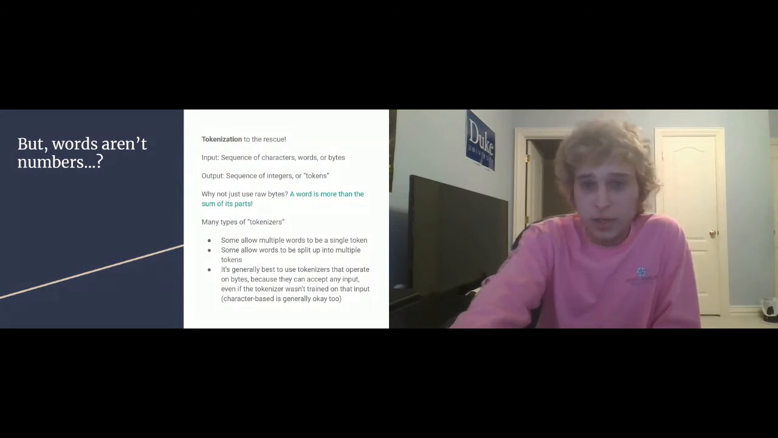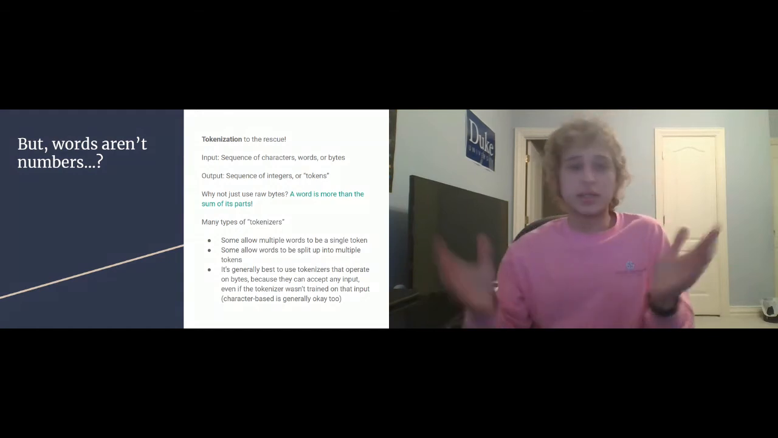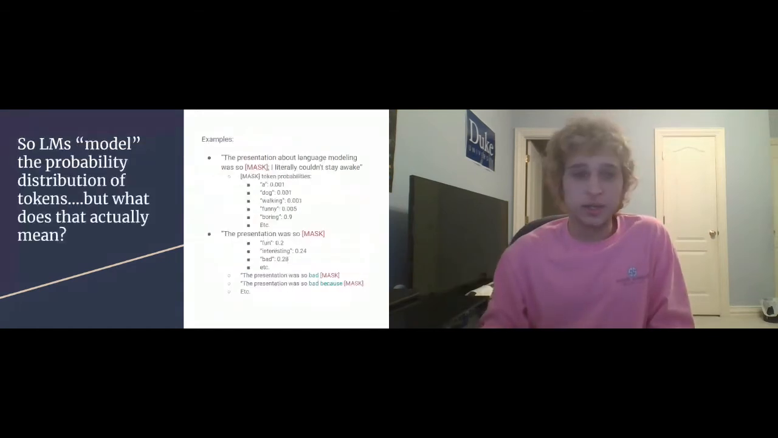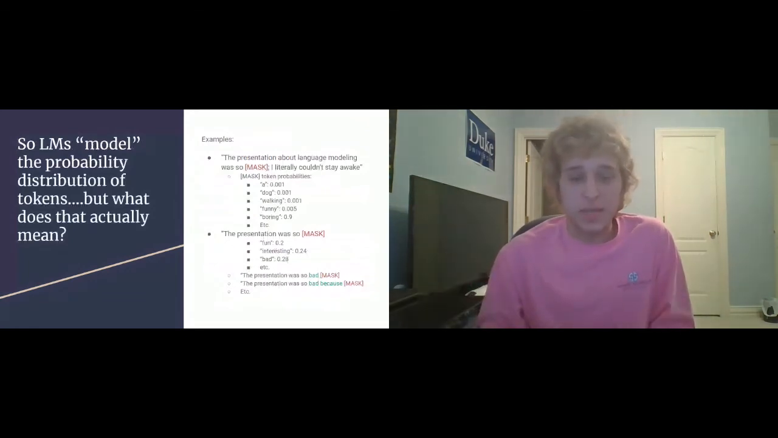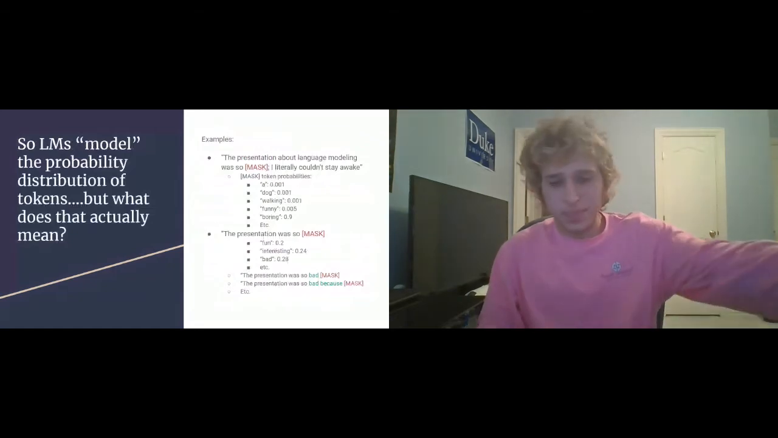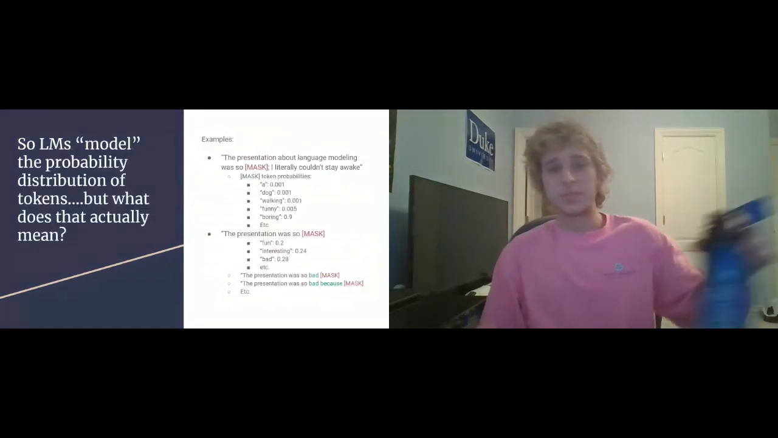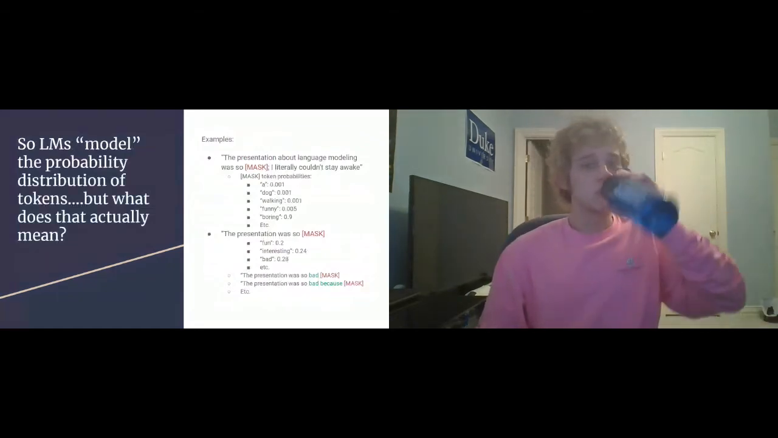So we have tokenization. So now we have a series of tokens. But going back to language modeling, I said language models model the probability distribution over tokens. But I didn't really explain what that meant. So I think this is best explained through a couple examples.